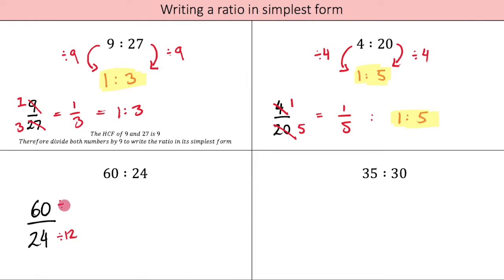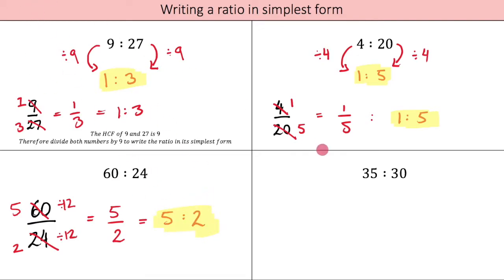I can divide this by 12. 24 divided by 12 is going to be 2. Oh, that should be a 12 there. And 60 divided by 12 is going to be 5. So that means I'm going to end up with 5 over 2, which is the same thing as 5.2. Perfect, and that is going to be our answer.